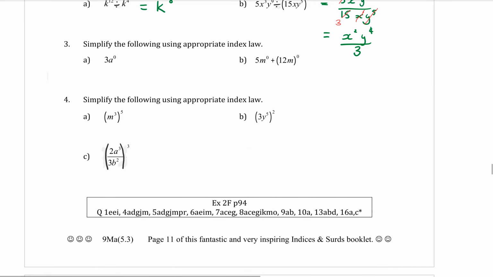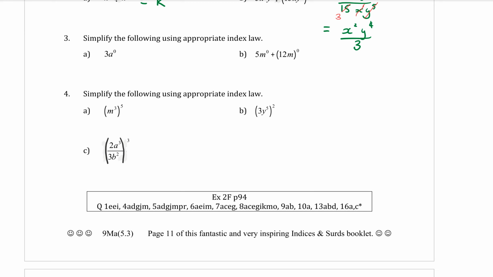Question 3 is law number 3 with the powers of 0. Remember that anything to the power of 0 is always equal to 1. But just be careful that you correctly identify what is to the power of 0. Not everything in this question is to the power of 0, only the A is. The 3 is sitting out the front. So sometimes it's a good idea, when you're a little bit uncertain, to circle the part that's to the power of 0 and go, that's going to be equal to a 1. So I really just have 3 times 1, which means that that's just equal to 3.